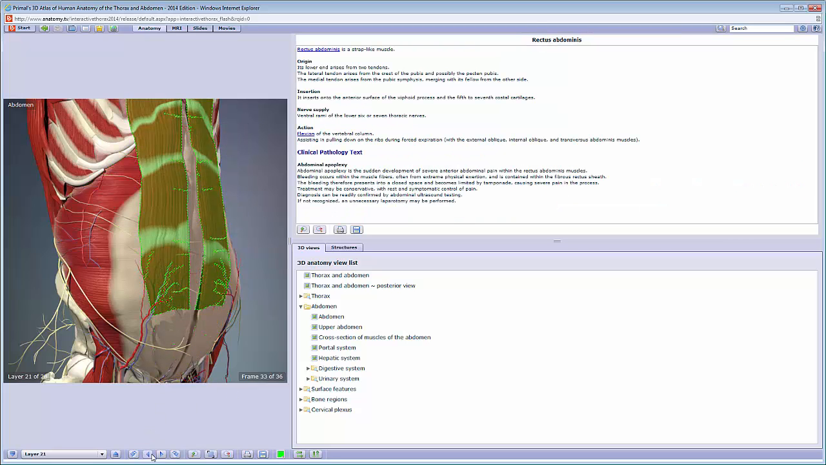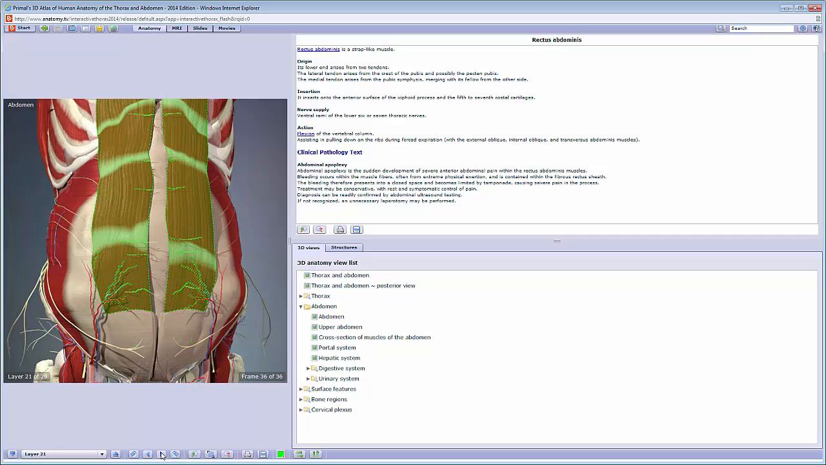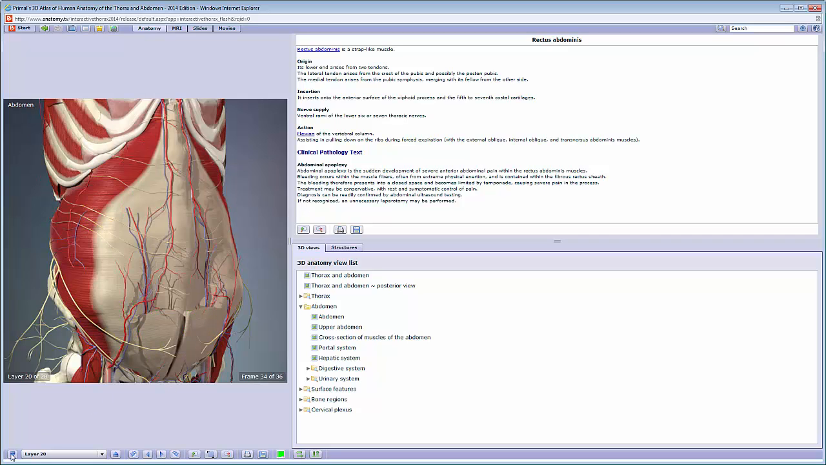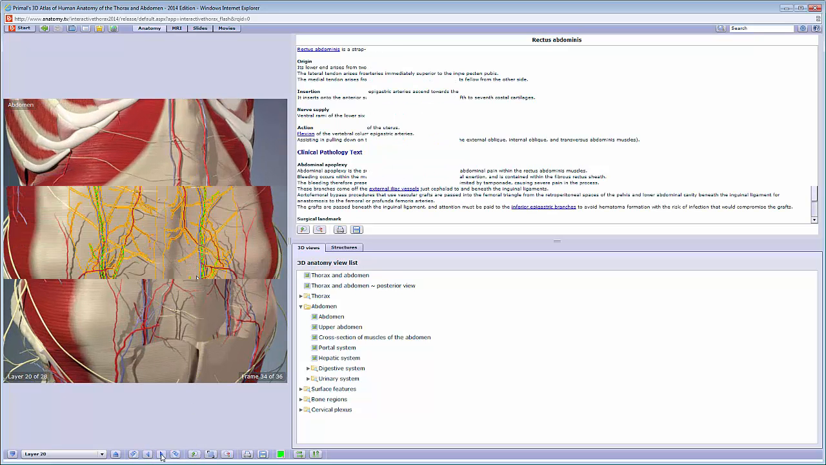Right here is the rectus abdominis muscle, actually the two halves of the rectus abdominis muscle, this paired vertical midline muscle. This muscle receives its innervation from ventral rami from the lower 6 or 7 thoracic nerves. If we now remove the rectus abdominis, we can actually see some more of the neurovasculature that is in front of us.